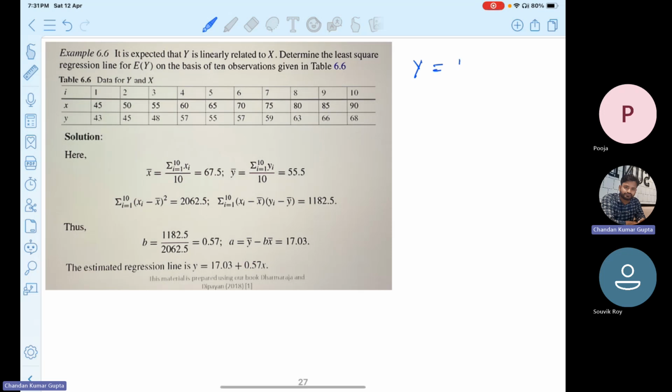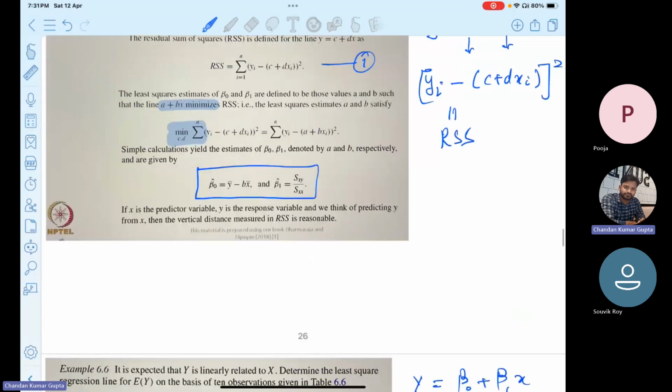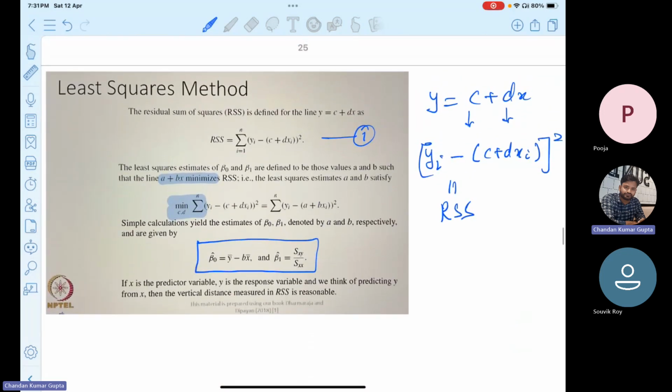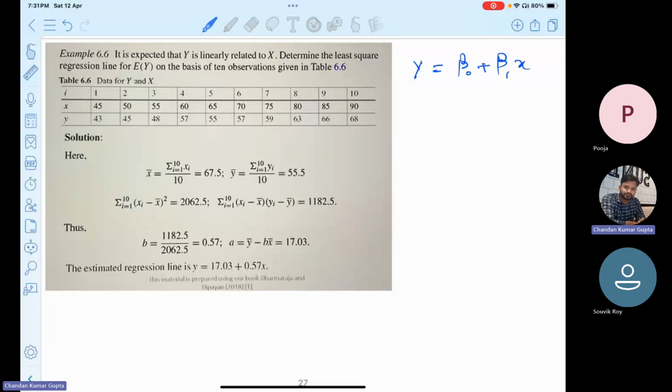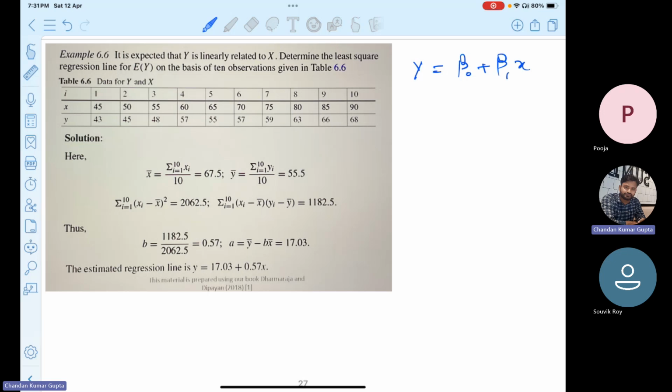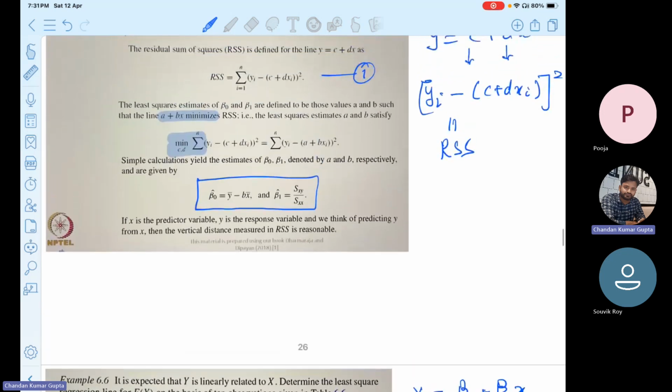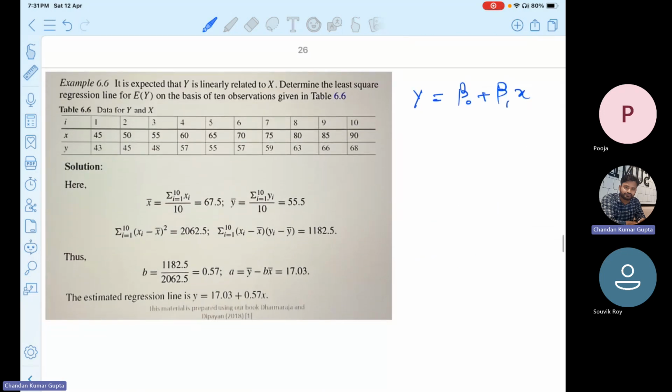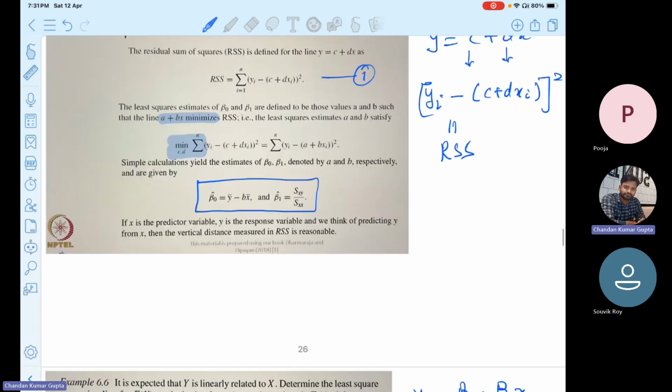We have y equal to beta naught plus beta 1 x. This is the question. Y equal to c plus dx, or y equal to beta naught plus beta 1 x. Similar. Then the residual sum of squares is there, like here in equation 1, yi minus (c plus dxi). Similarly here we can calculate, and then with the help of those we are able to find out beta naught cap and beta 1 cap.